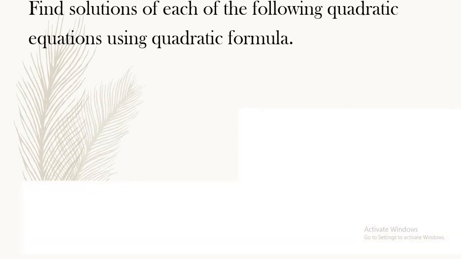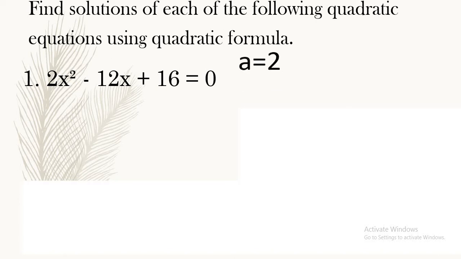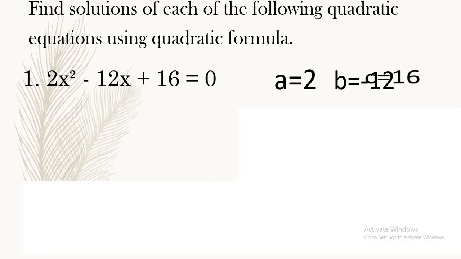Find solutions of each of the following quadratic equations using the quadratic formula. This is our second example: 2x squared minus 12x plus 16 is equal to 0. The first part is to find the values of a, b, and c. Our a is 2, our b is negative 12, and our c is positive 16.